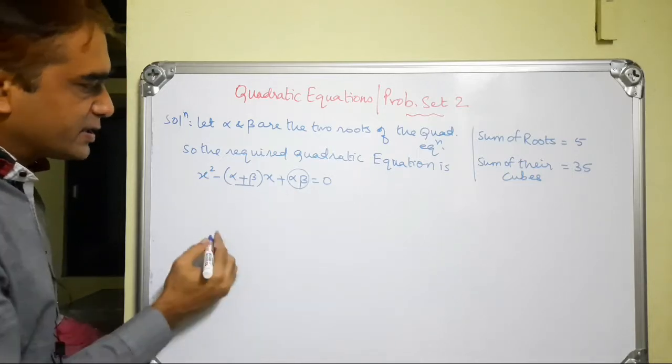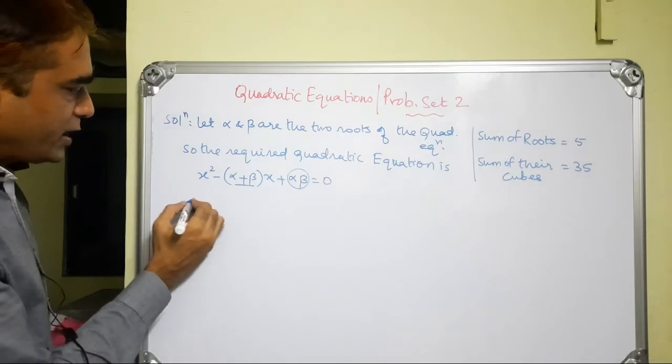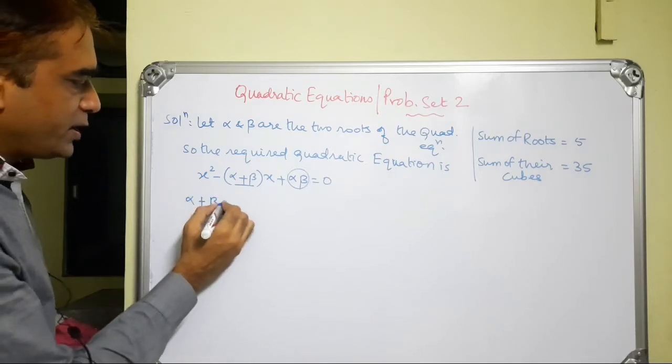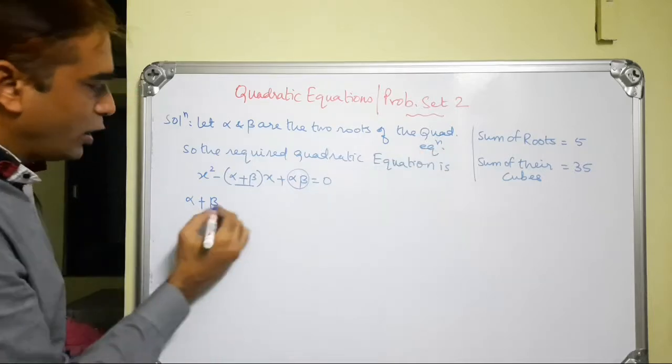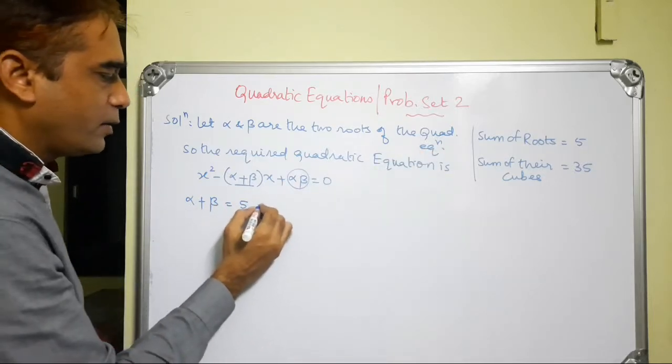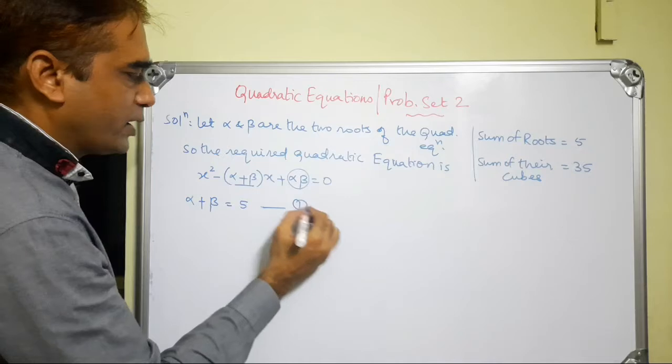So for finding this, what we do, we know that alpha plus beta, sum of roots, is 5. So alpha + beta = 5. This is point number 1.